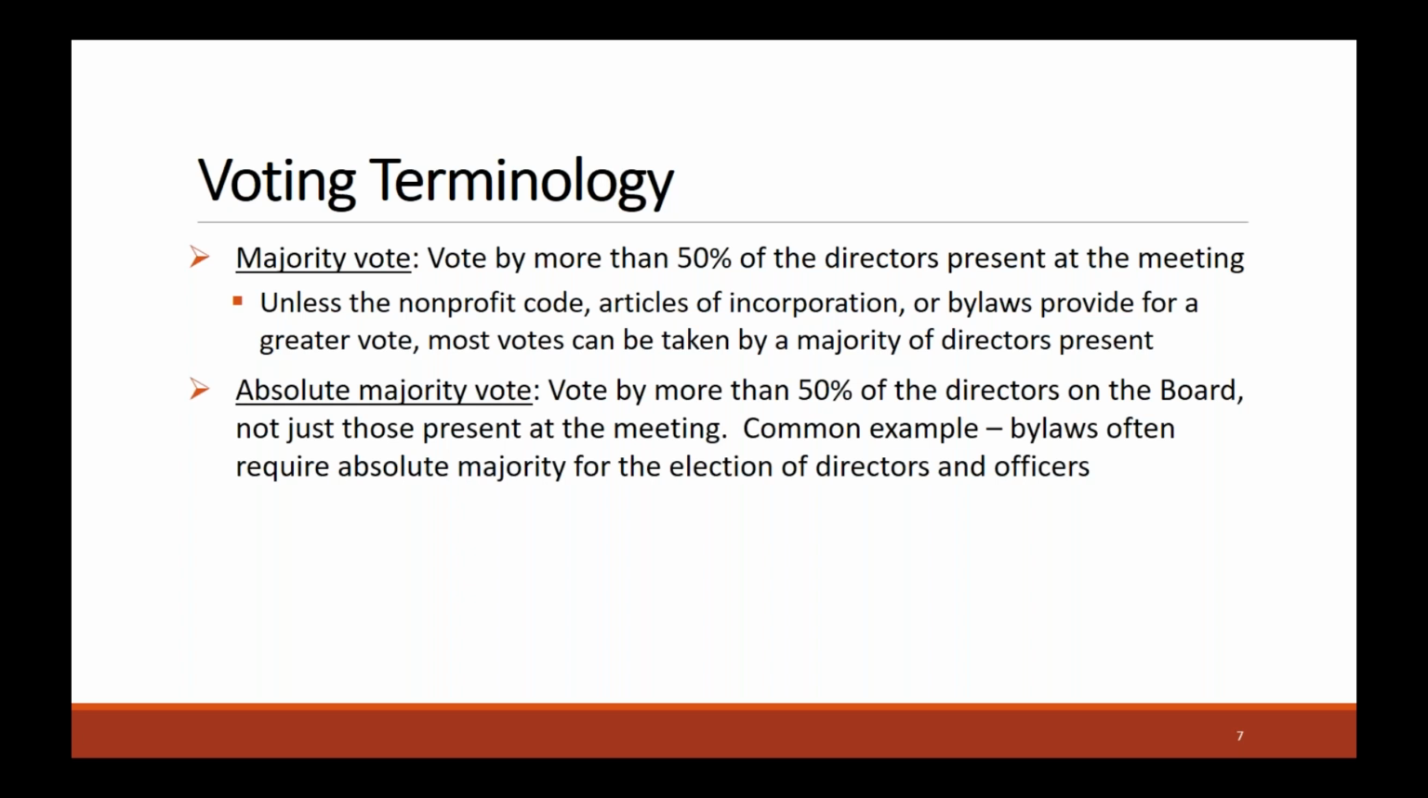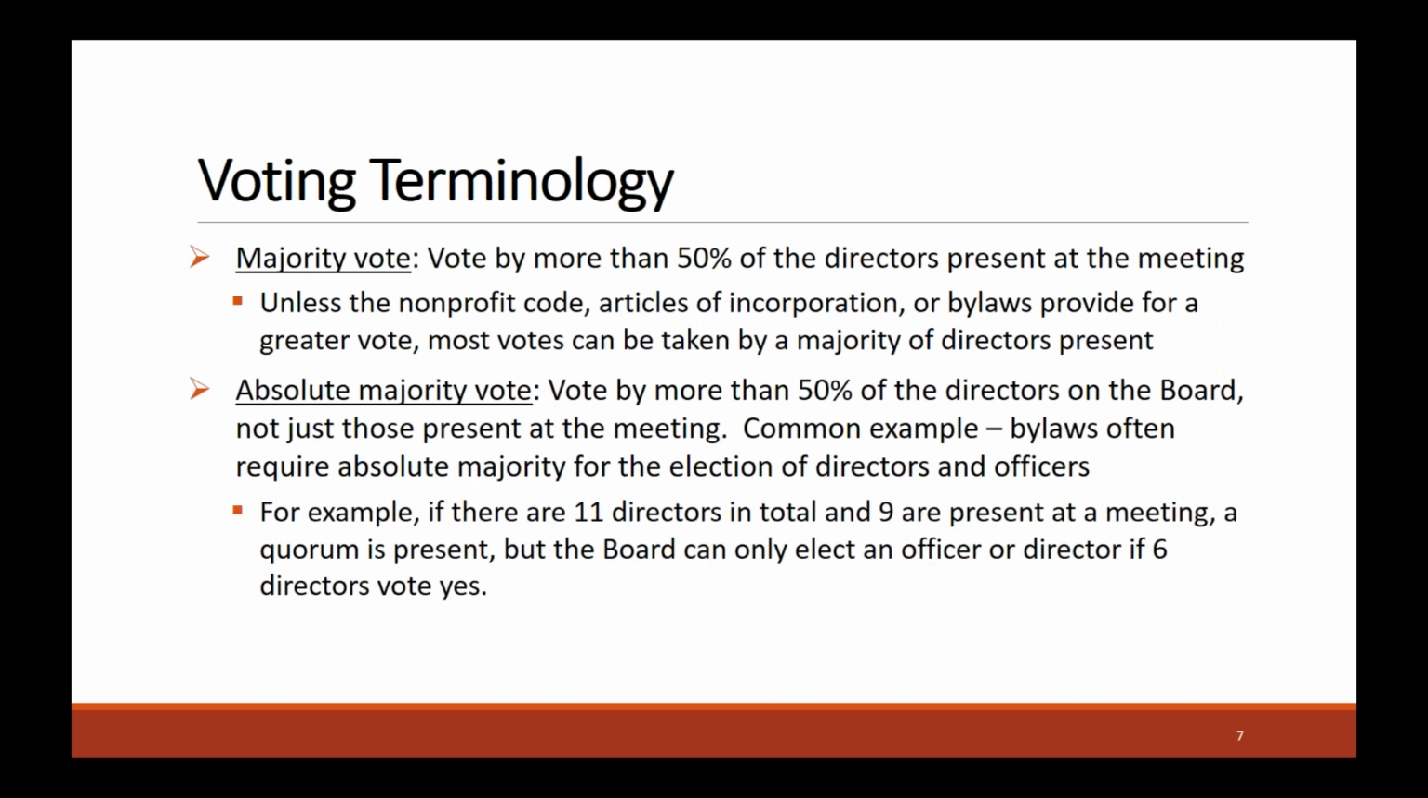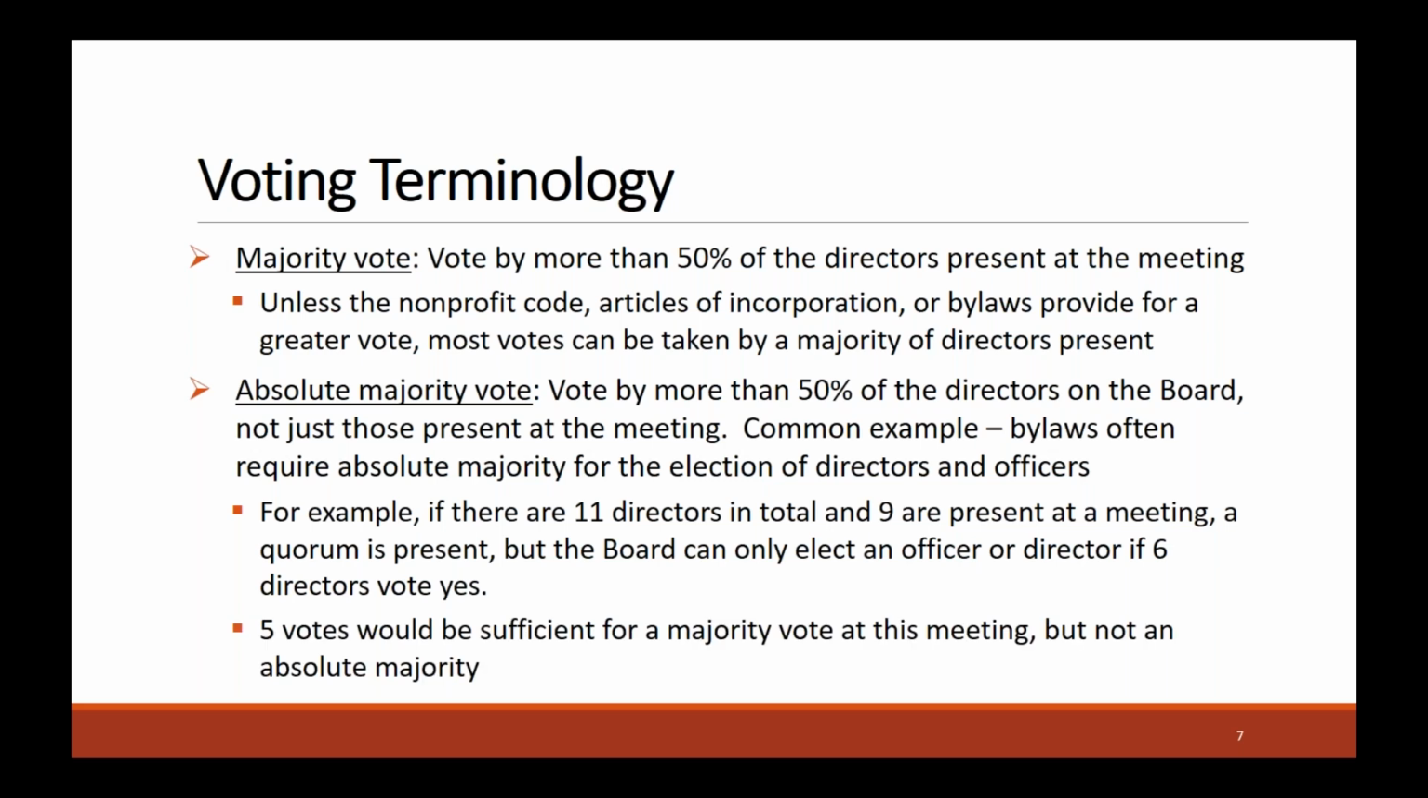So a common example is that bylaws will often require an absolute majority for the election of directors and officers. And we'll talk about other situations when you would want an absolute majority vote versus a majority vote for your meetings. So for example, if there are 11 directors in total and 9 are present at a meeting, a quorum is present, but the board can only elect an officer or director if 6 directors vote yes. So that's an absolute majority.